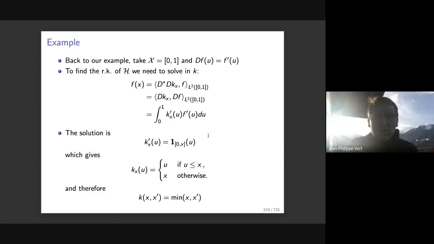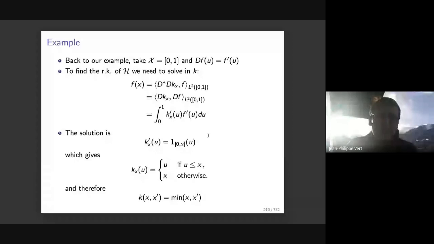Right, so this shows you how you can systematically start from the differentiable operator D and find k as the Green function of the operator D star D. And as an exercise, I would encourage you to consider the first problem that motivated this section, the spline regression, where for D we take the second derivative, and try to figure out by yourself, first, what are the constraints you need to put on the space of functions to make sure that it's a Hilbert space, and second, how to find the reproducing kernel that defines that RKHS.